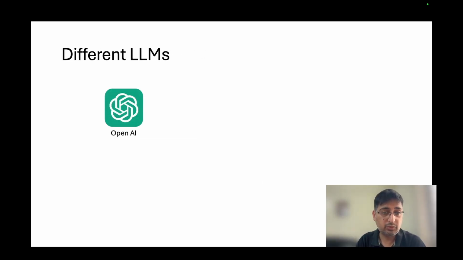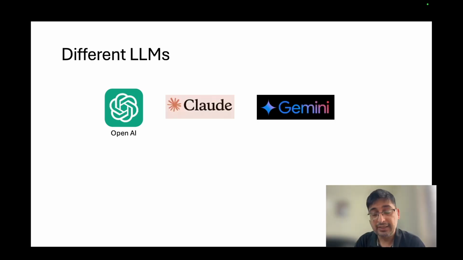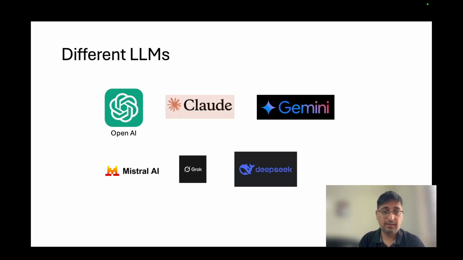The most famous one is OpenAI's ChatGPT, and then Anthropic's Claude, and then Google's Gemini, Mistral AI, which is a company from France, and then Grok, and then DeepSeek from China. These are called frontier models. They are state of the art models trained on billions and billions of parameters, and they are very accurate and give you very high quality results.